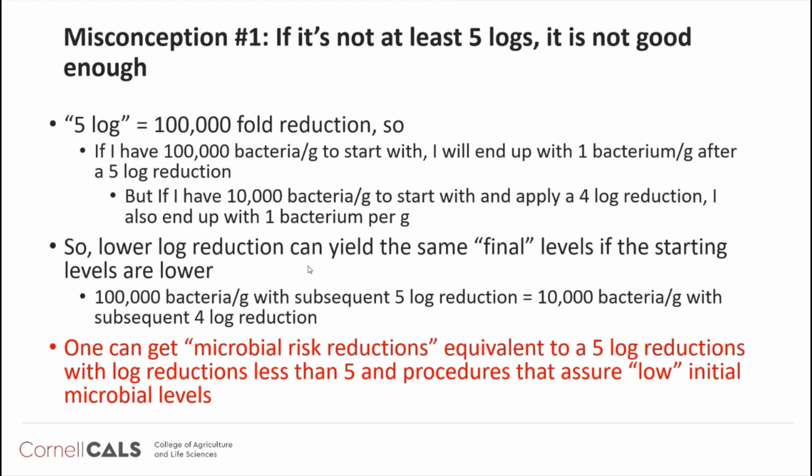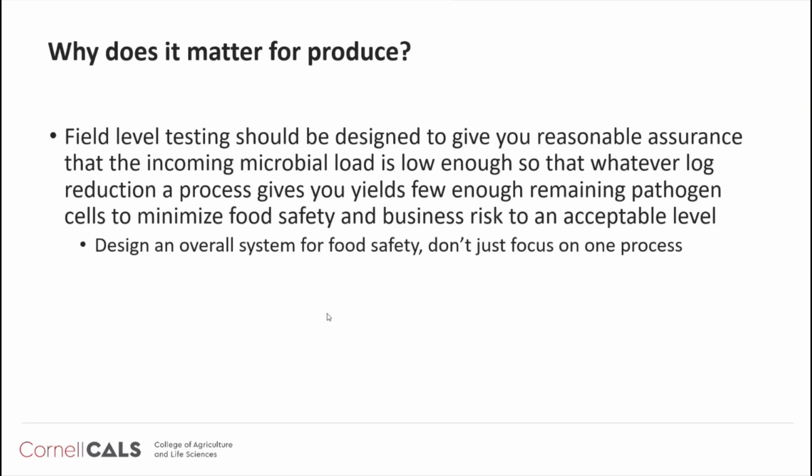So why does this matter for produce safety in particular? You can create a fairly safe product with less than a magical 5-log reduction. There seems to be a hesitancy in the produce industry to call wash waters, wash treatments a kill step. But there's nothing that says 5-log reduction is kill and 2-log reduction might not be. It is a question of definition.